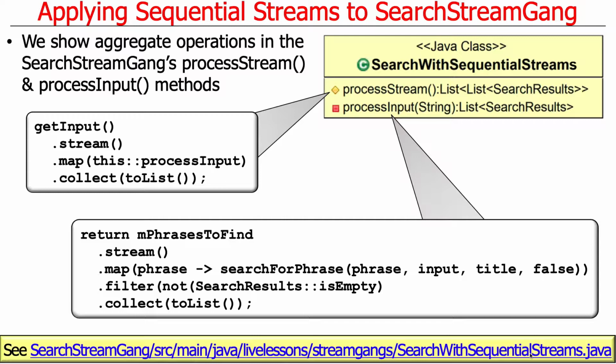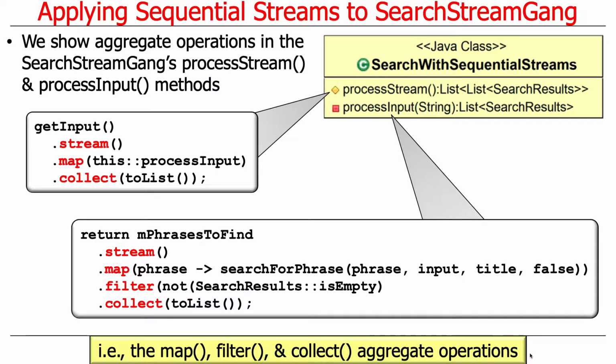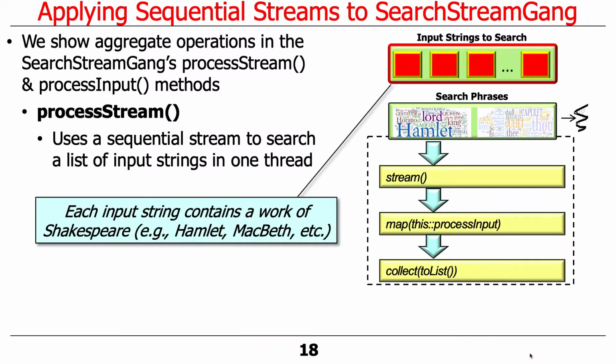And then we'll see that process input is called every step along the way to find a given phrase, or actually a set of phrases, in a work of Shakespeare. This will illustrate various aggregate operations we've talked about before, and we'll give a slightly different slant on how they work. So we'll use map, filter, collect, and so on in this example. Okay, that's basically the high-level view.